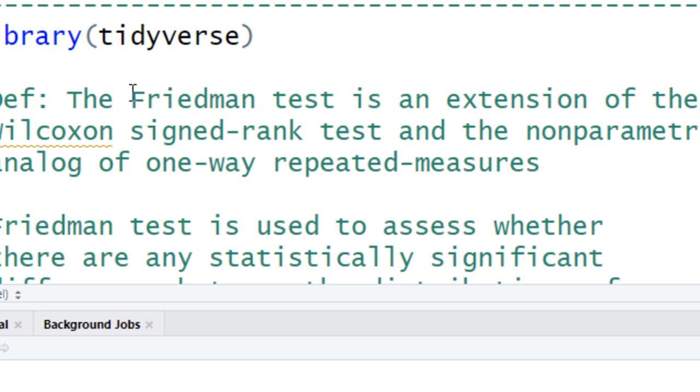Now, we want to understand that the Friedman test is actually an extension of the Wilcoxon signed rank test. We have done that before. If you go back, you see that there is an extension, because that one is done with two samples. The non-parametric analog of one-way repeated measures ANOVA is what we are talking about here.